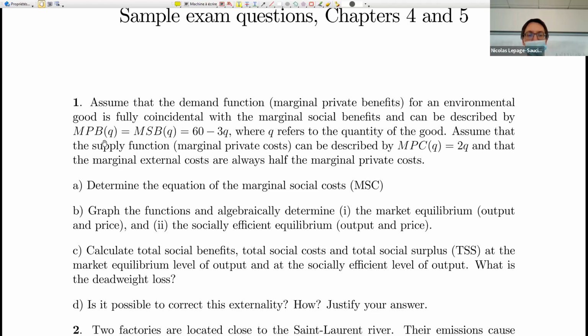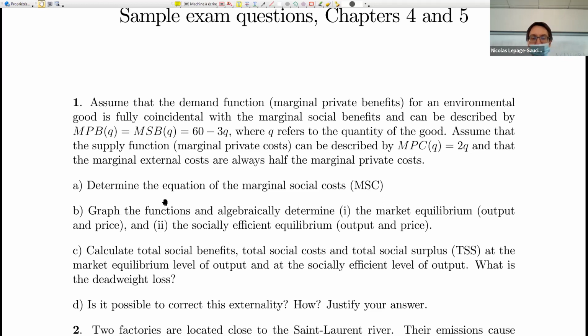So marginal private benefit of Q equals marginal social benefit of Q, so it's equal to 60 minus 3Q, where Q refers to the quantity of the good. Assume that the supply function can be described by MPC of Q equals Q, and that the external costs are always half the marginal private costs. So here we have external costs, bad outcomes that affect other people. I didn't say what because I was lazy.